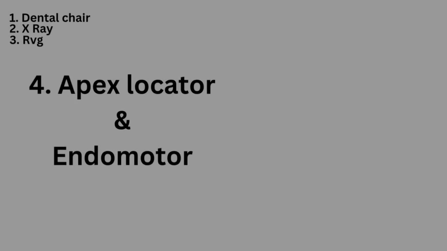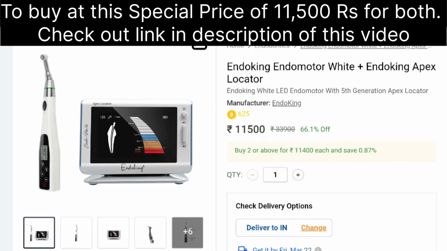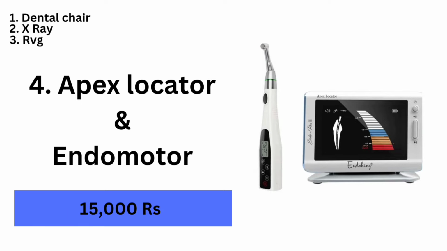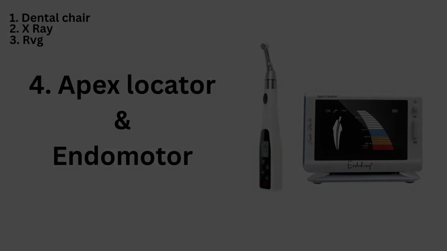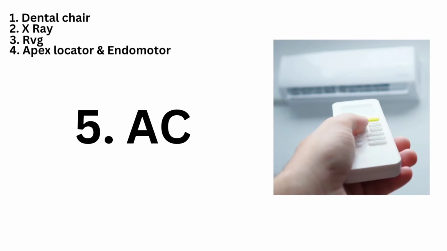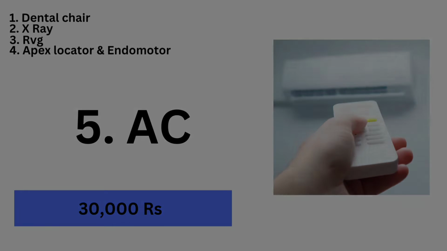Next comes Apex Locator and Endomotor. Here I would recommend you to buy Apex Locator and Endomotor from a company called EndoKing, and they will be available as separate items, and both Apex Locator and Endomotor will cost you approximately 15,000 rupees. Next is your AC unit in your consultation room, and that will cost you approximately 30,000 rupees.